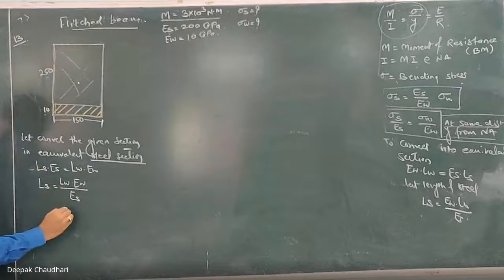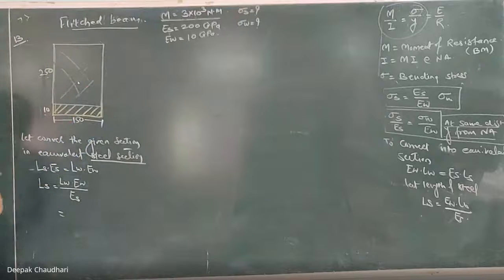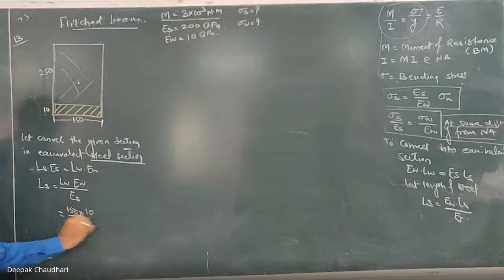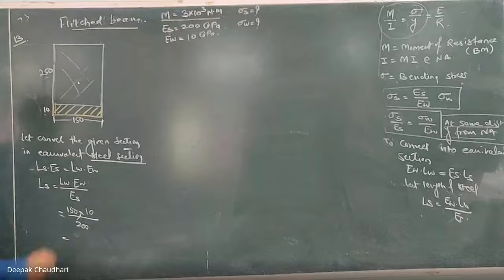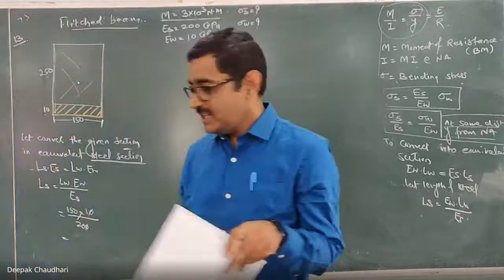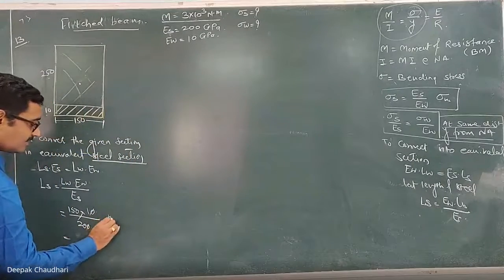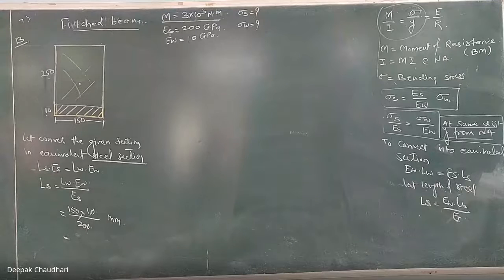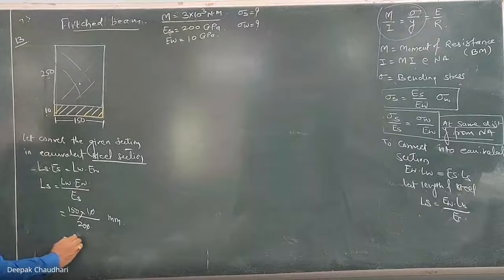The original length of the wooden section is 150. The dimensions which are parallel to the neutral axis are the only ones that change. So the original length of the wooden section is 150 into E_W, which is 10, upon E_S, which is 200. So we get the equivalent length of the steel. Let's calculate and tell me the answer. How much is the equivalent length of the steel in millimeter? It is 7.5 millimeter.